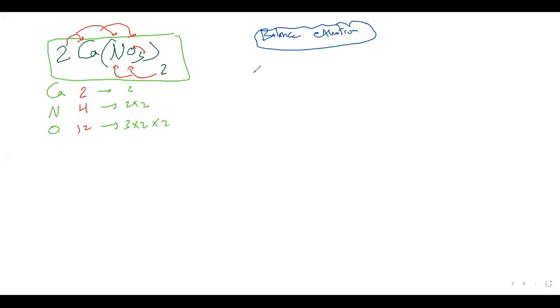After that, how can we balance the chemical equations? For example, if you have C2H5OH plus O2 gives CO2 plus H2O. At the beginning, you must know that the total number of atoms in reactants equals the total number of atoms in products.